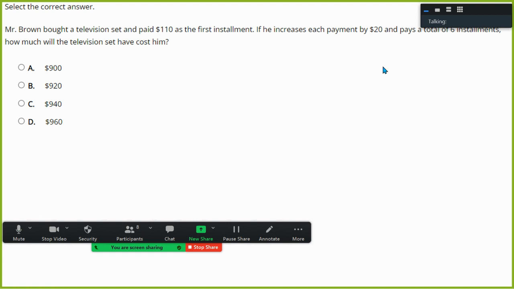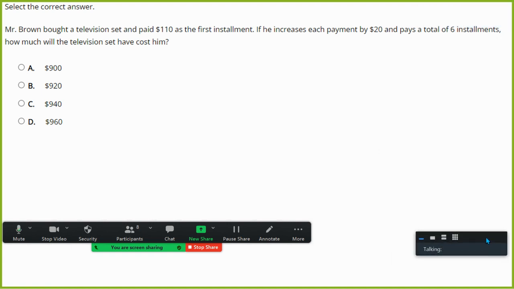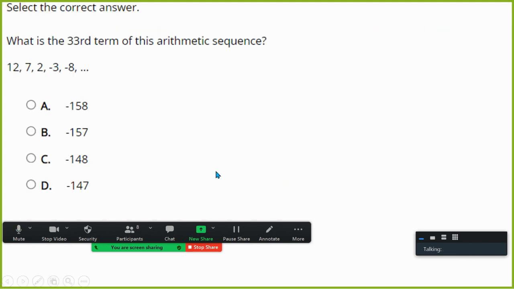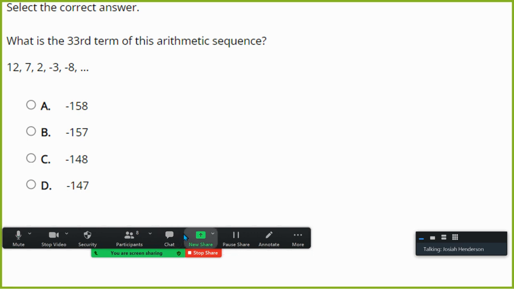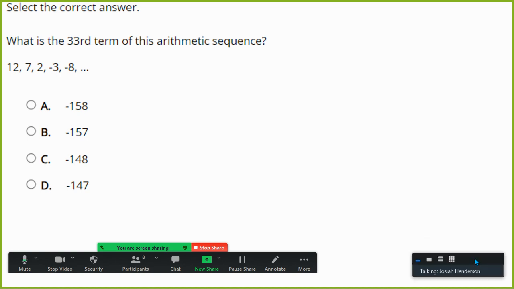All right. And I think we did Mr. Brown and his television already. Let's try this one. What is the 33rd term of this arithmetic sequence?